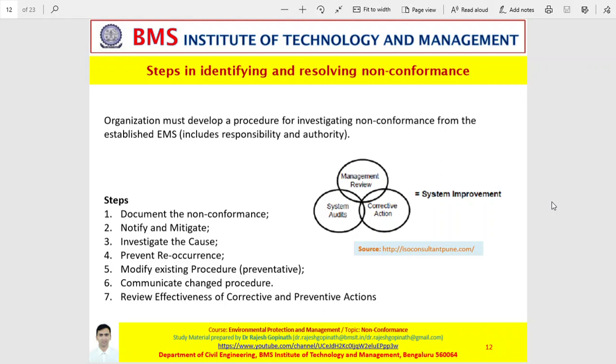Now, the second step is to notify and mitigate. Herein, we must involve people with first-hand knowledge of the issues and the authority for achieving sustainable solutions. Third step, that is investigating the cause. Here, the problem and its underlying causes must be investigated. Here also, you must involve people throughout with sufficient influence so as to make sure that things happen promptly. The next step, we must be able to prevent reoccurrence.